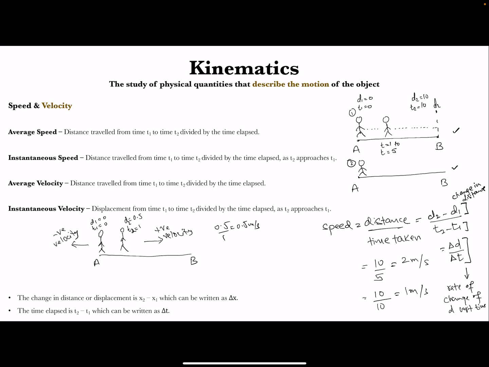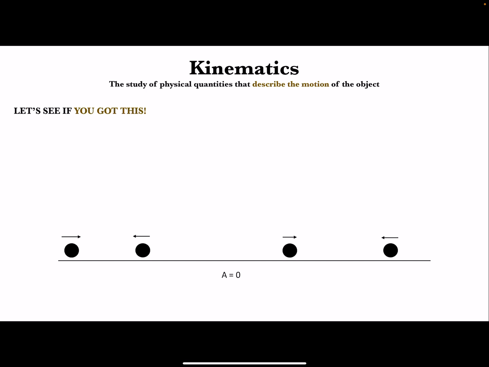All right, so moving on, I have a small quiz. So, A0 is this point right here.